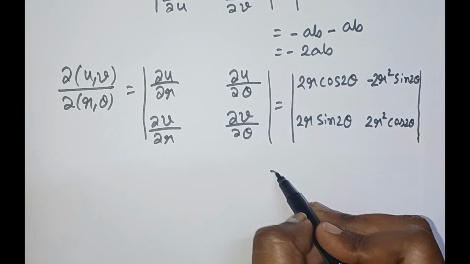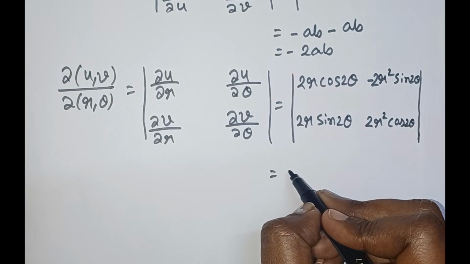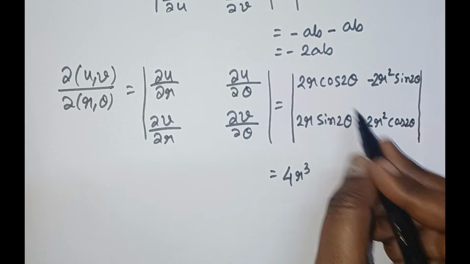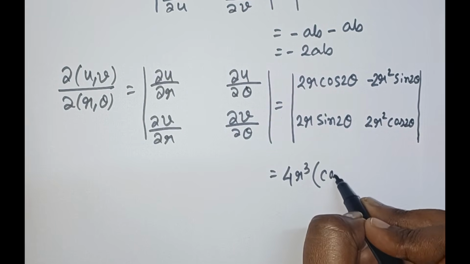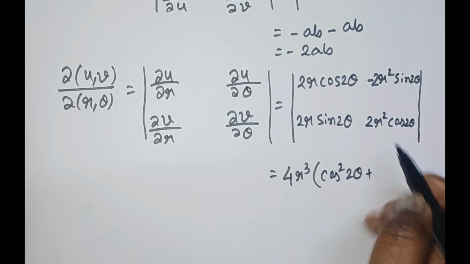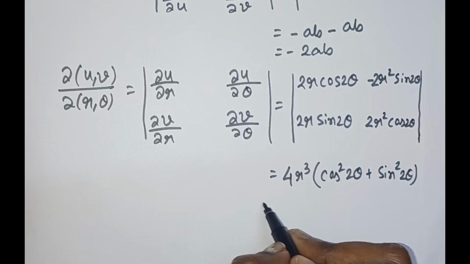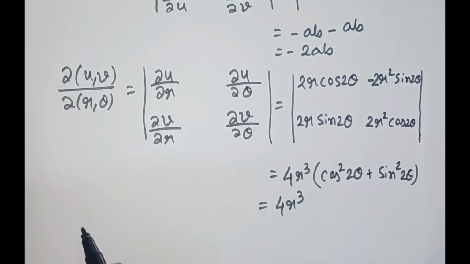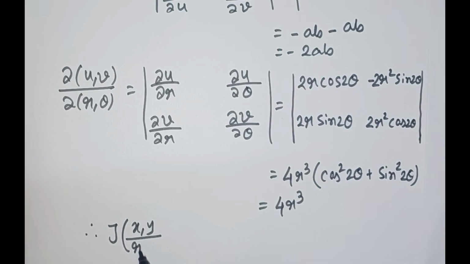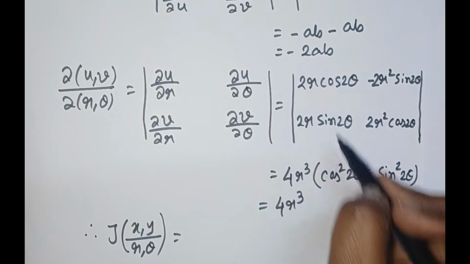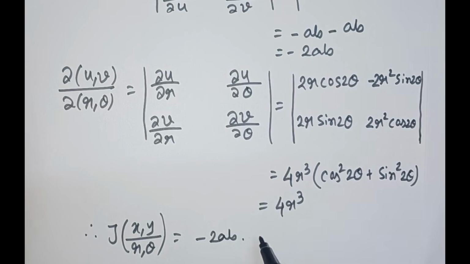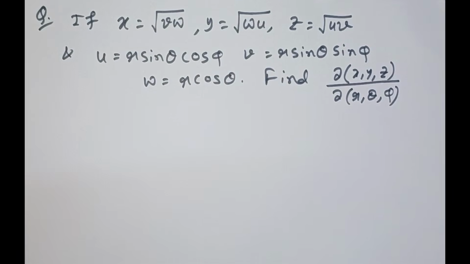Now if you calculate the determinant, this is 4r cube. If we take this as common, then cos square 2 theta plus sin square 2 theta, and all of you know that cos square theta plus sin square theta equals 1. So this is 4r cube. Hence the final answer, the Jacobian of xy with respect to r theta, is the multiplication of these two, that is minus 2ab with 4r cube. Then it is minus 8ab r cube. Hence move on to the next question.